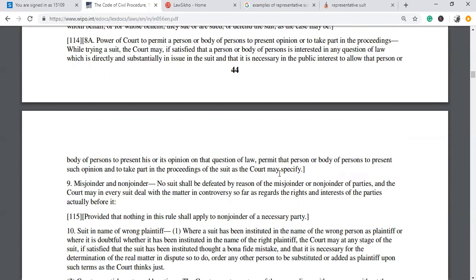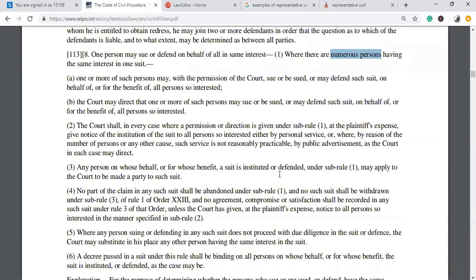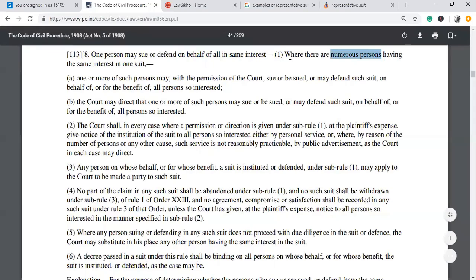Now one of the reasons why notice is important is because of res judicata. Res judicata applies here to rule 8. We'll discuss it more when we discuss res judicata. For the time being, just understand that the reason why notice is important is because of res judicata.